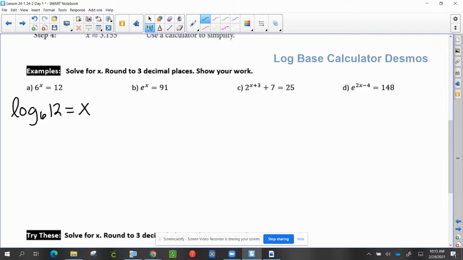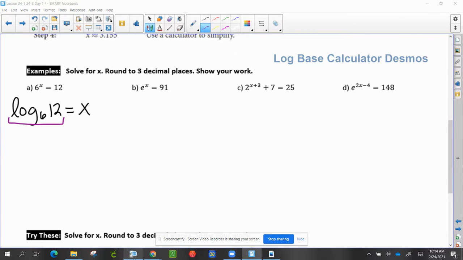Okay, so logs and exponentials are inverses of each other. We talked about that a little bit in class. So if we're trying to solve for the x in the exponent spot, we can use its inverse, which is a log, to solve for x. So now that x is not in the exponent anymore, we just need to put this part in a calculator and solve for x.